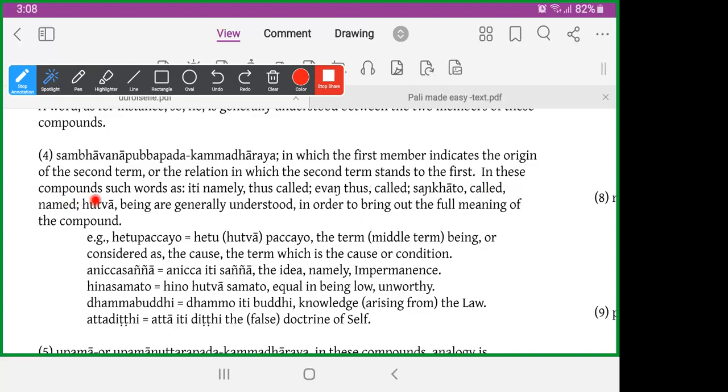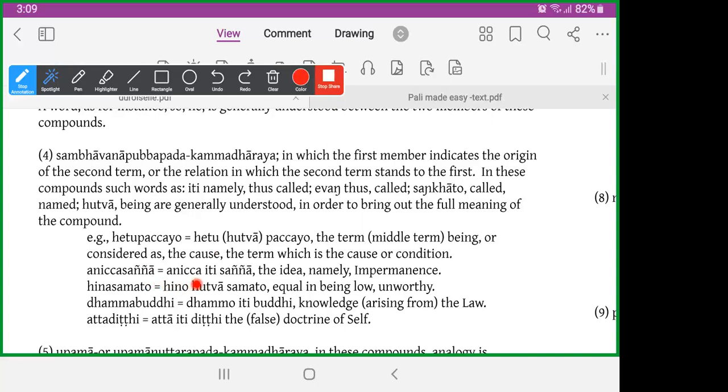In this compound, such words as iti, namely, evam, plus ko, sakato, called, named, being, are generally understood in order to bring out the full meaning of the compound. For example, hetu pachayo, hetu hutwa pachayo, pachayo, the term being considered as the cause, or which is the condition.